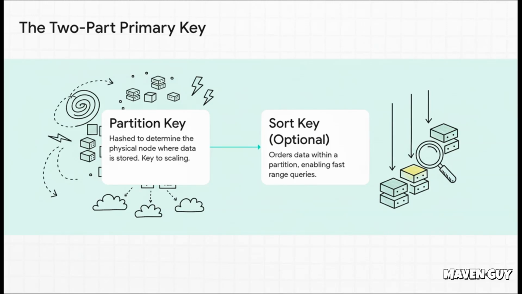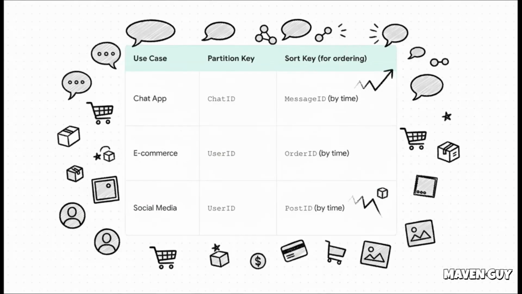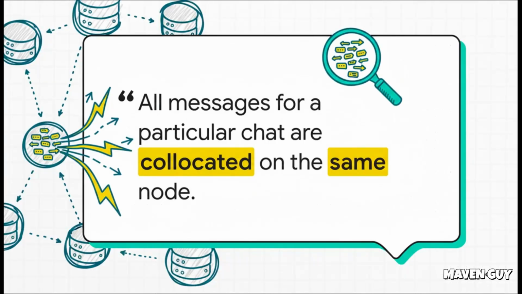Then you have an optional sort key. And what that does is it orders the data within that partition, which makes range queries unbelievably fast. Let's make this a little more real with some actual examples. Imagine you're building a chat app. Your number one query is going to be, get all messages for this specific chat, right? So you'd pick chat ID as your partition key. Why? Because it guarantees all messages for one chat are stored together. Then, to keep them in order, you'd use something like a message ID that goes up over time as your sort key. Or how about an e-commerce site? You'd probably partition by user ID to group all of a customer's orders together and then sort those orders by order ID.